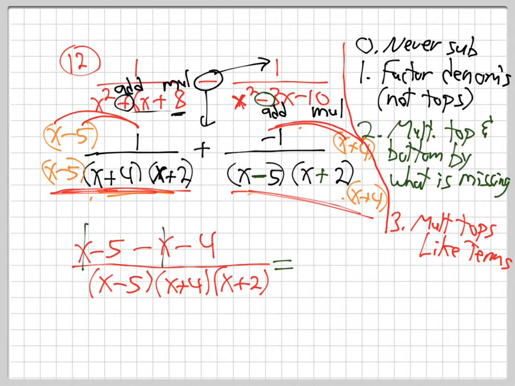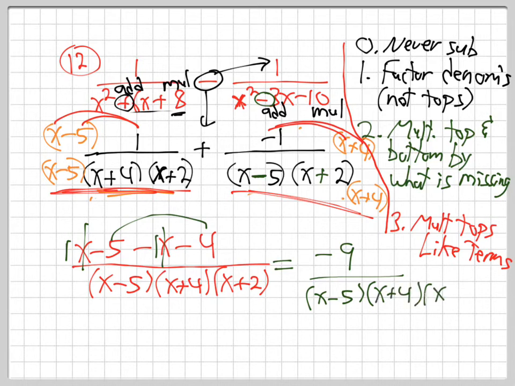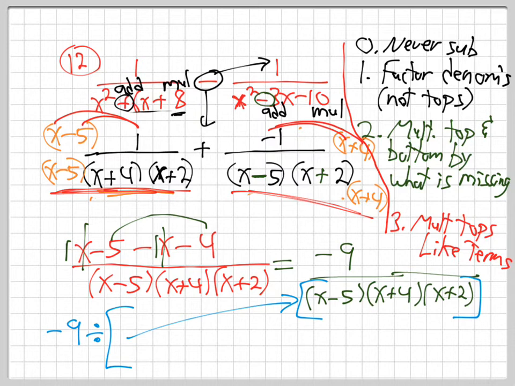Now X cancels X, doesn't it? That's just 1X minus 1X. And minus 5 and minus 4? Negative 9. Over X minus 5. X plus 4. X plus 2. We are done. How do you type that in to the program? You got to go minus 9 divided by, and you got to do the bracket because you got to group all these guys together, don't you? With a big old bracket. Or another parenthesis. Either one would work fine.